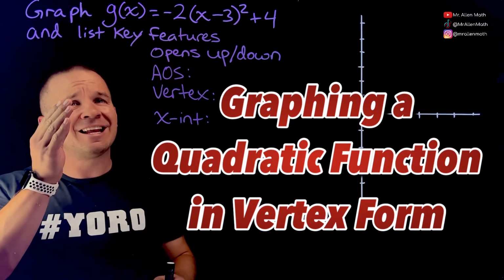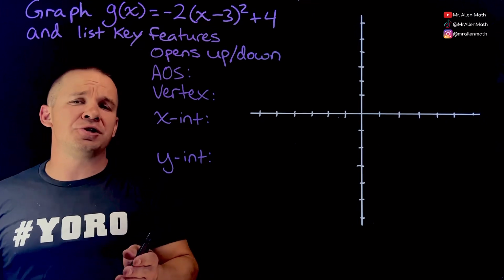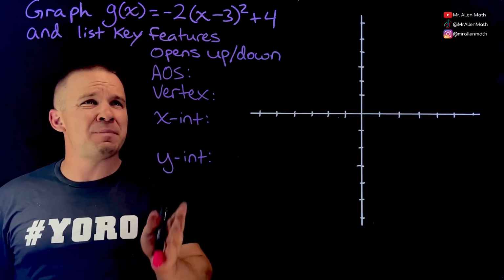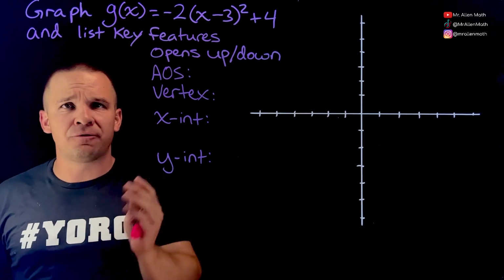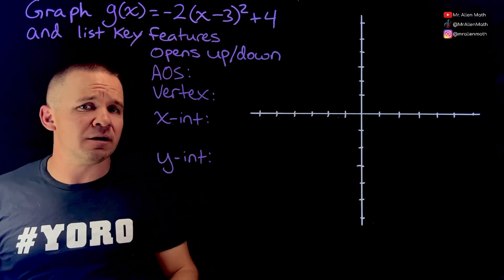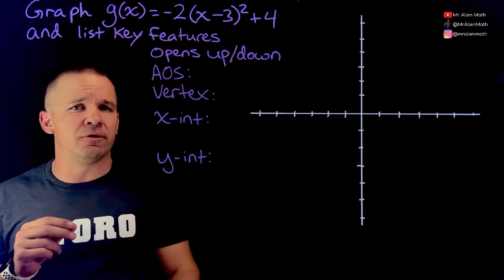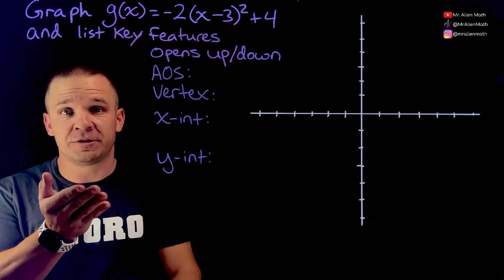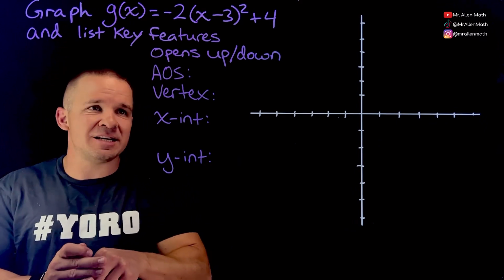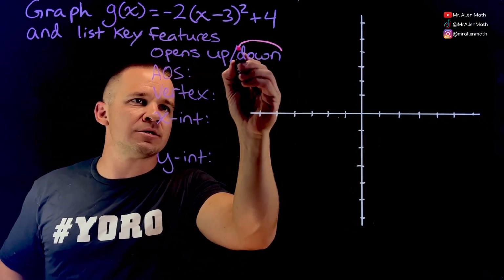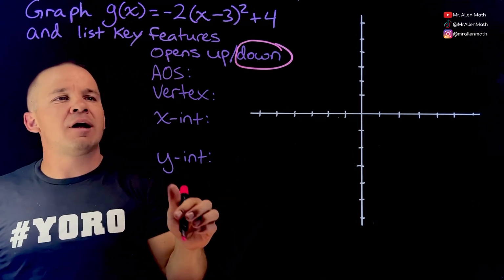We've got one that is g of x equals -2 times the quantity x minus 3 squared plus 4. This is in vertex form. We're going to list these key features here. Guess which one is the easiest to get when it's in vertex form? The vertex, yes. All right, so the vertex is an easy one. Also, which way it's opening, up or down. It's a negative, so we'll go ahead and circle down right now.